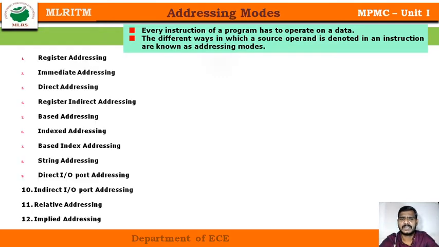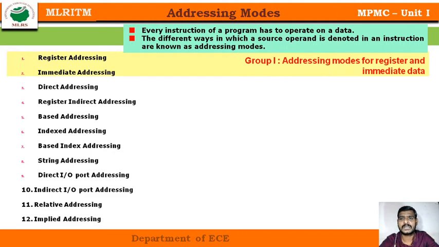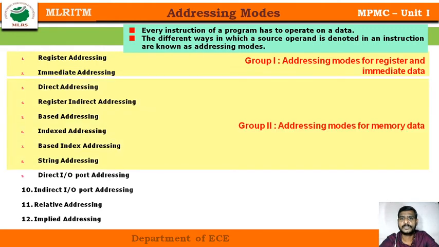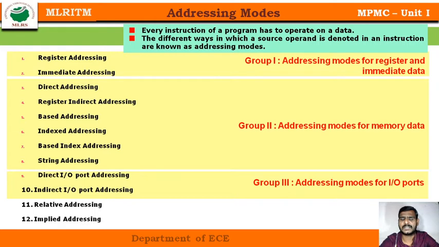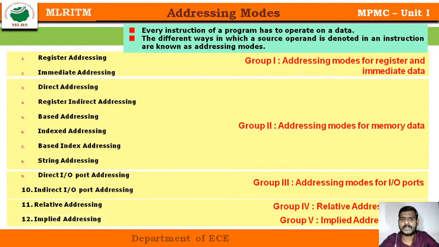So these 12 addressing modes are classified into groups. The first group is the immediate or register data transfer. The second group is the addressing modes regarding memory operations. If I want to do any such operation with the memories, the following direct addressing modes need to be used. Then there are IO port addressing modes, relative addressing mode, and implied addressing.